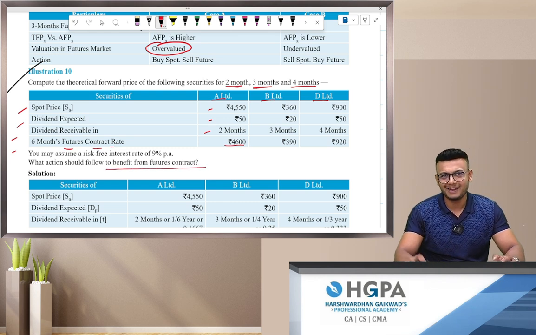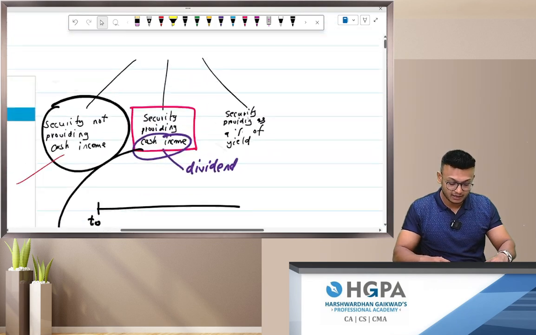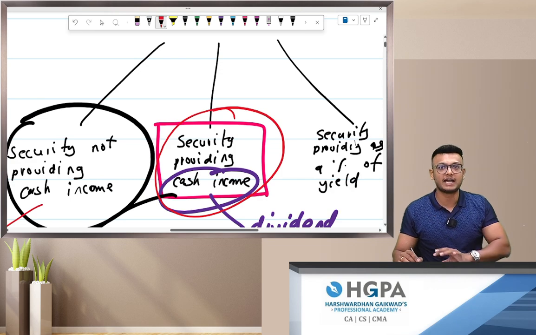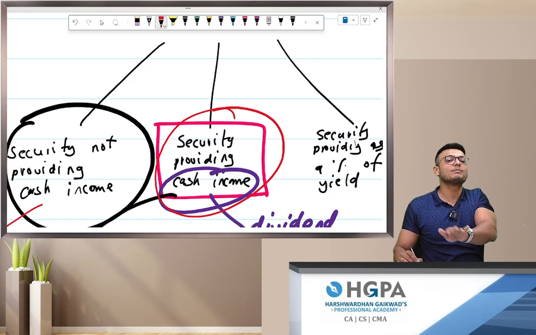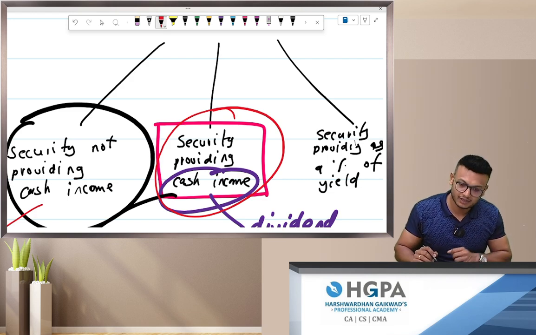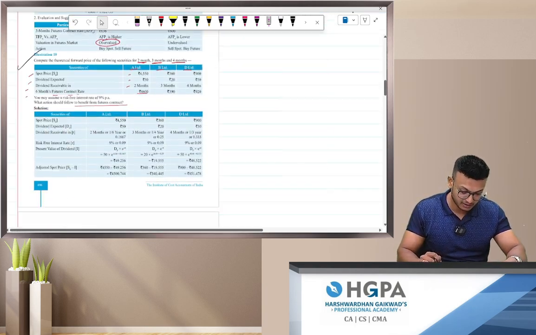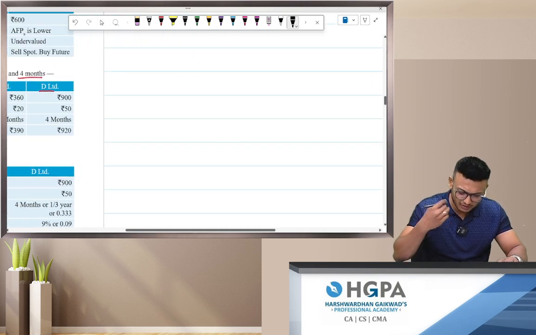It's the same pattern we have done, but there is one small twist, because it is coming under this box: security providing cash income. That means it is giving you a dividend. If it is giving a dividend, you need to compute the present value of the dividend. Very simple. Forget the answer. We'll check it afterwards. We'll do it in our own fashion.